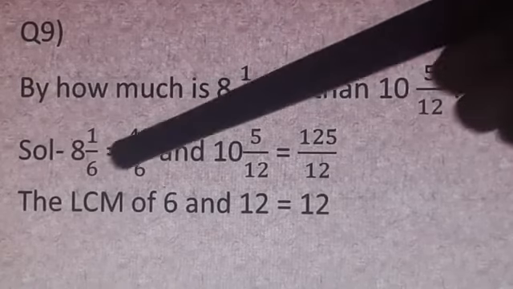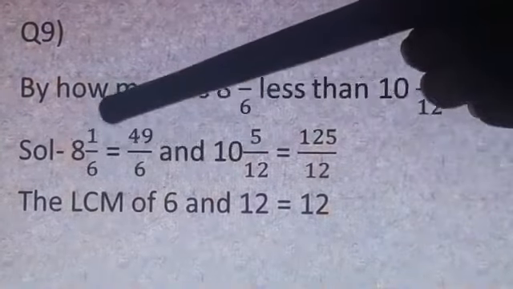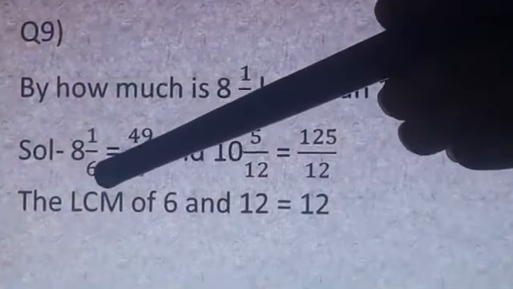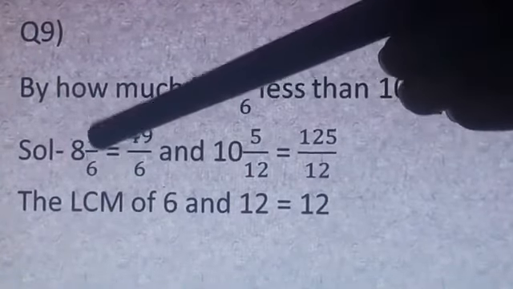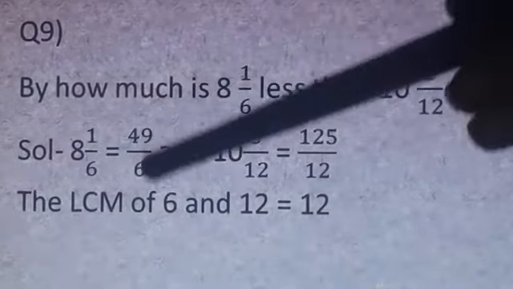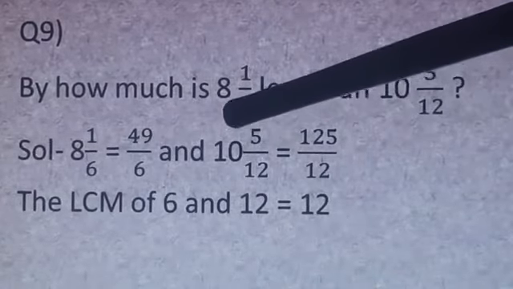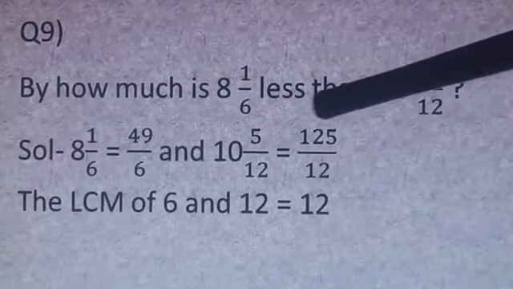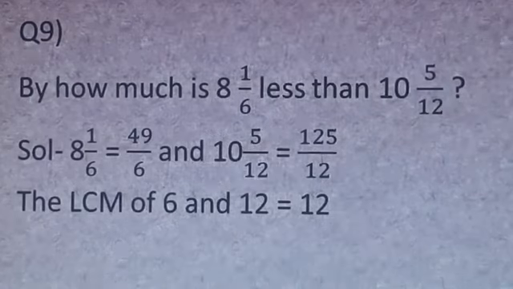Okay. So first of all, what is this 8 whole 1 upon 6? That is 49 upon 6. Why? 6 8s are 48 plus 1, 49. 49 upon 6. 12 10s are 120. 120 plus 5, 125 upon 12.